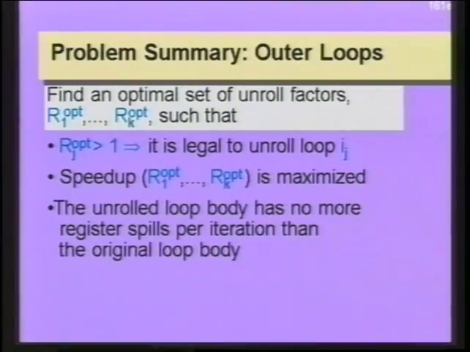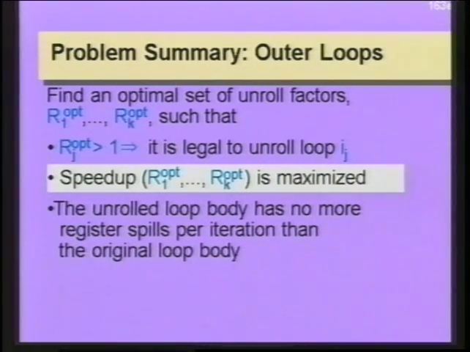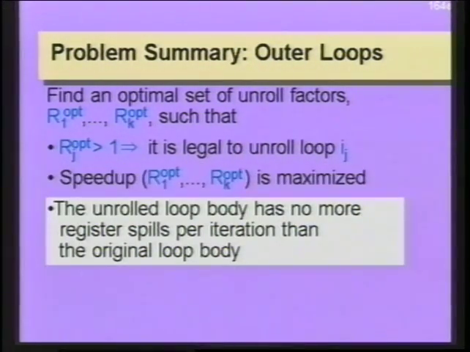been executed otherwise. So to summarize this discussion of outer loop unrolling, what we really want to do is to look at a perfect nest of loops and try and find an optimal set of unroll factors for each of the enclosing loops, R1 to Rk, such that if any unroll factor is greater than 1, we make sure that it is indeed legal to unroll that loop and the speedup is maximized. As before, we'll carry forward the constraint that the unrolled loop body should not have any more register spills per iteration than the original loop.